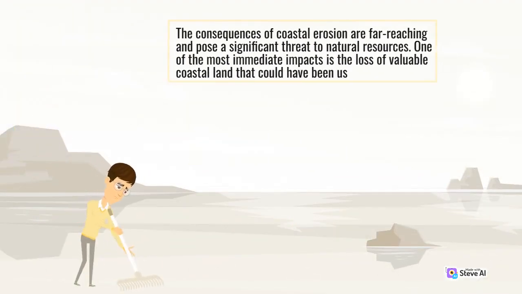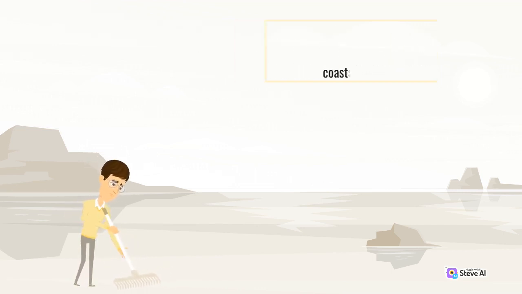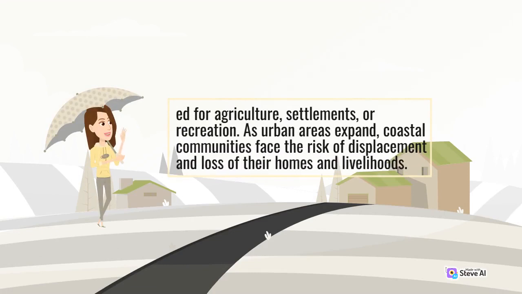The consequences of coastal erosion are far-reaching and pose a significant threat to natural resources. One of the most immediate impacts is the loss of valuable coastal land that could have been used for agriculture, settlements, or recreation. As urban areas expand, coastal communities face the risk of displacement and loss of their homes and livelihoods.